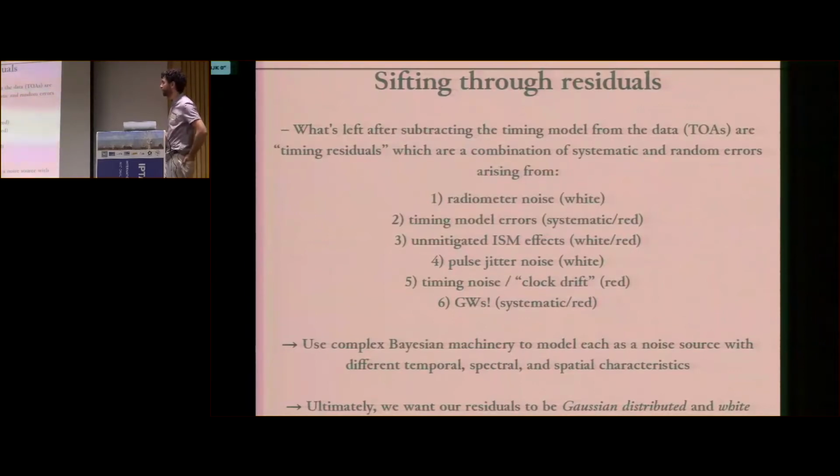There's also true timing noise. No clocks are perfect, so you have a drift in the pulse period. It's a random walk in pulse period or pulse period derivative or phase. The point is that the clock drifts with time. It's not a perfect clock. And you could also have gravitational lensing. So you can use very complex Bayesian machinery to model all these sources of noise and at the same time fix your timing model and get the best timing model fit.